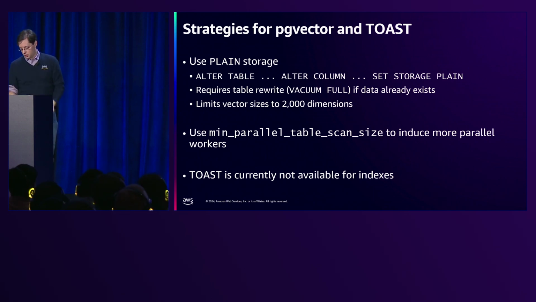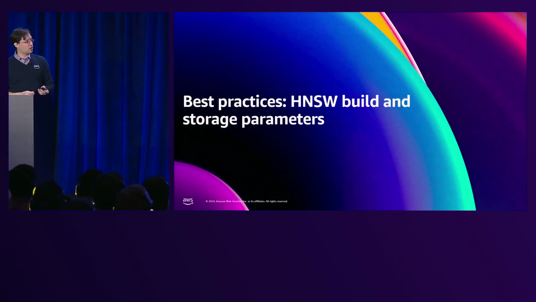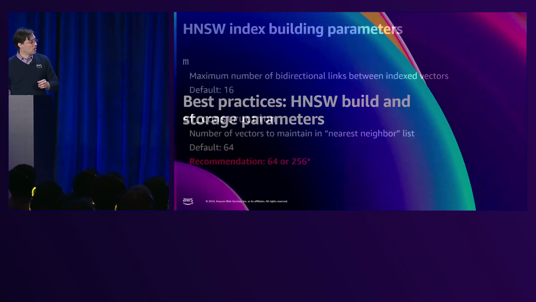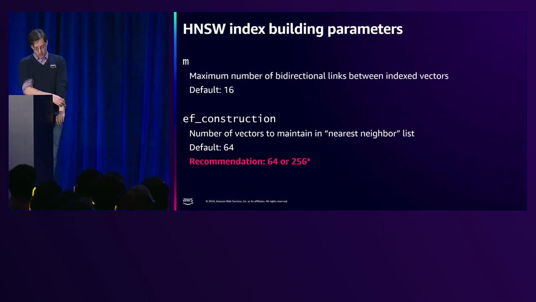So now we're going to get into best practices for HNSW build and storage parameters. And I'm going to start here. With HNSW, our storage strategy is going to matter as well, and it's first going to start from these build parameters. Now, the most important parameter is M, which you probably will not need to modify, but we're going to see what happens when we do modify it and the cases that we will.